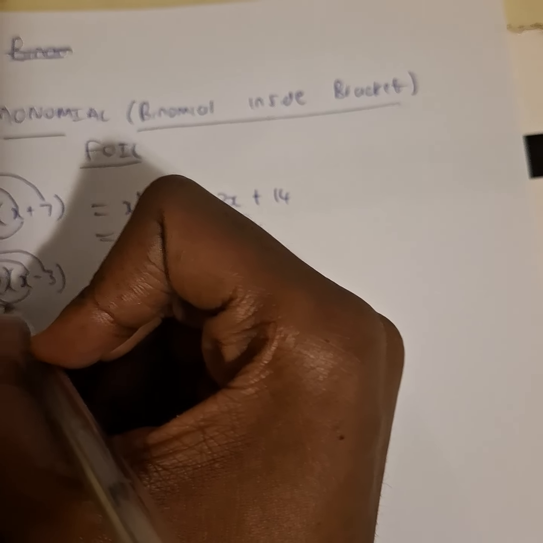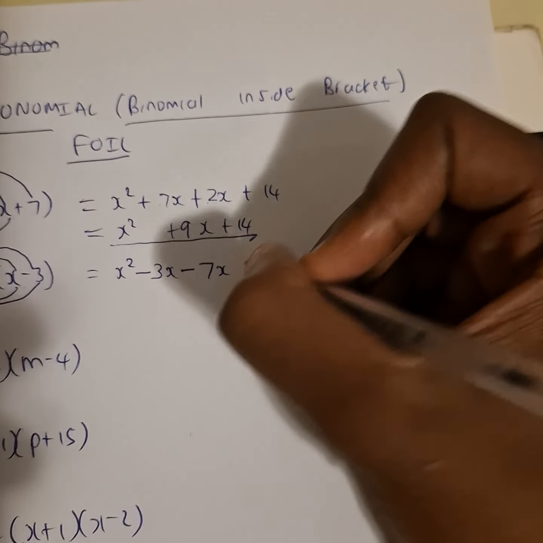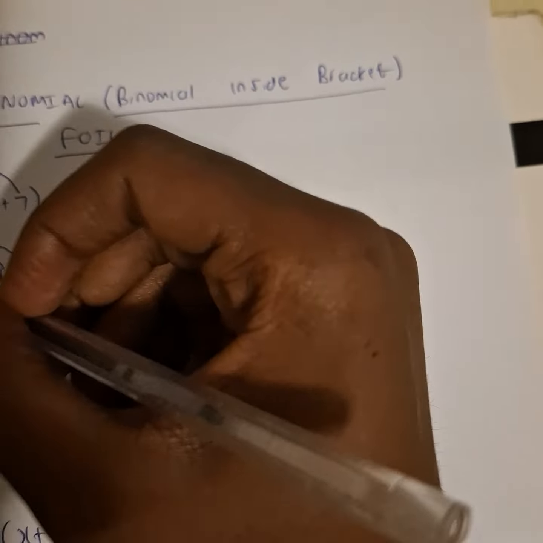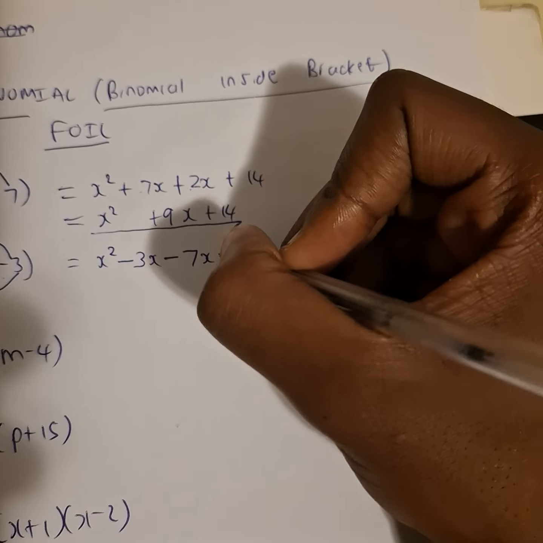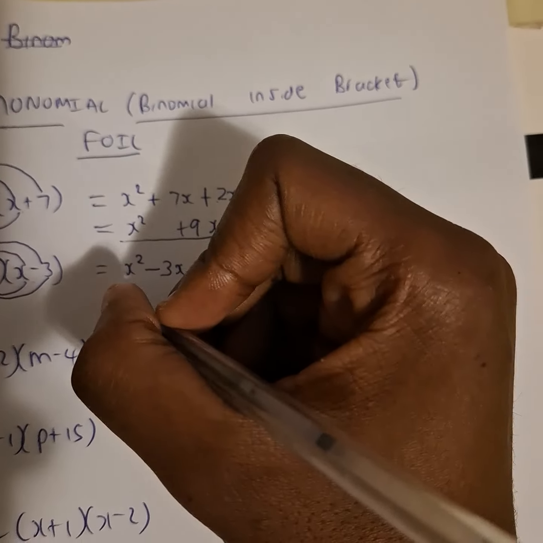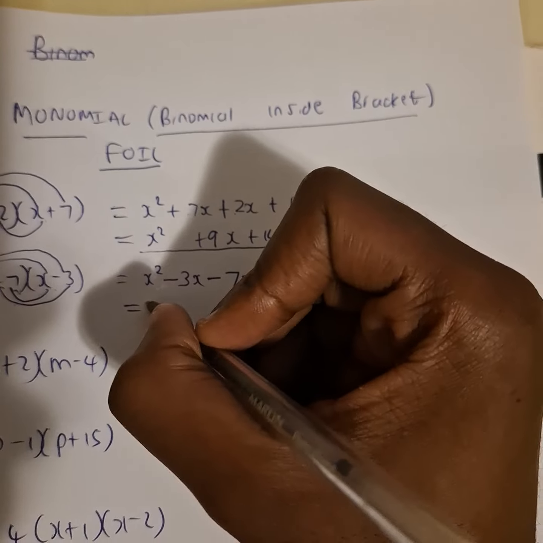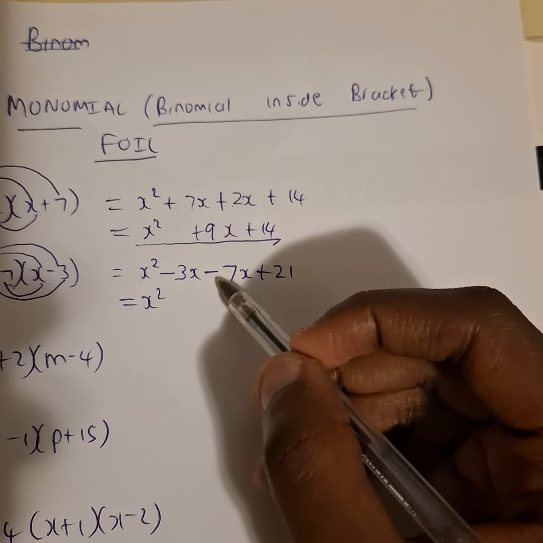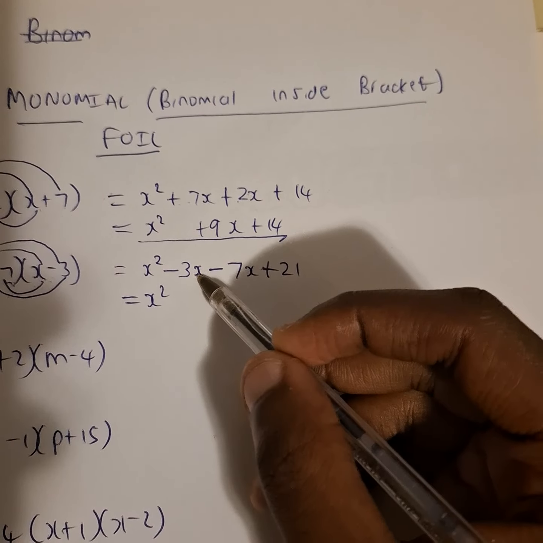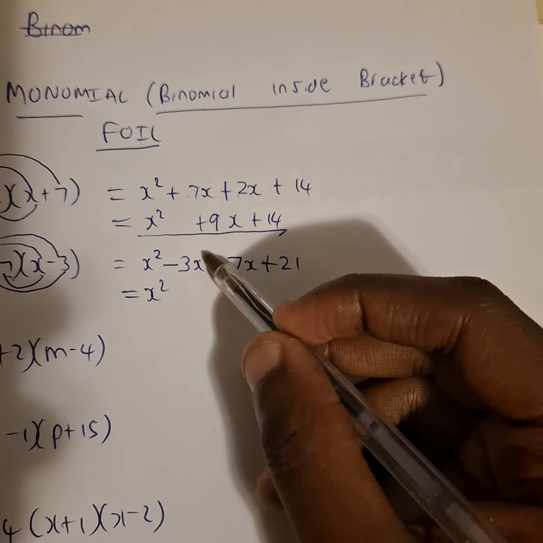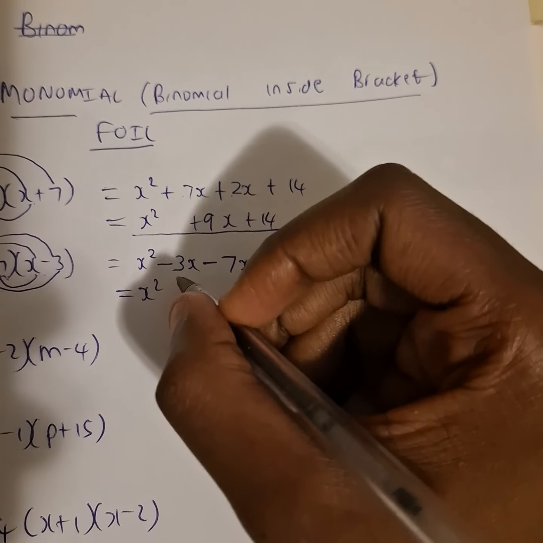Then last terms, negative times a negative, positive. 7 times 3, 21. There's no letter, so we don't deal with such. Then we add the like terms. Negative 3x minus 7x are obviously like terms because the variables are the same with the same exponent, and that's what qualifies like terms.